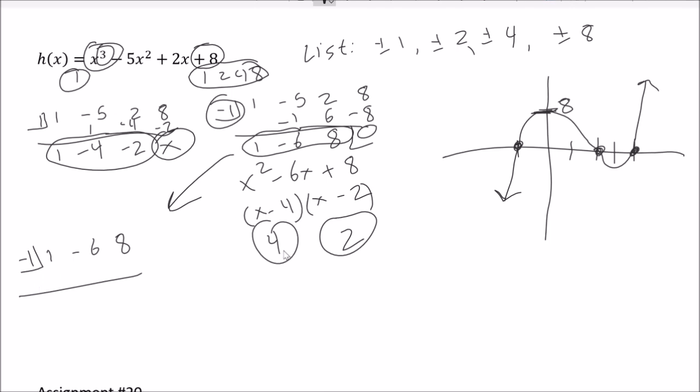And granted, on this one, we know that wouldn't work because 4 and 2 are the solutions. But you keep using that root or that possible number until it fails you. For example, -1 failed us, it's done.